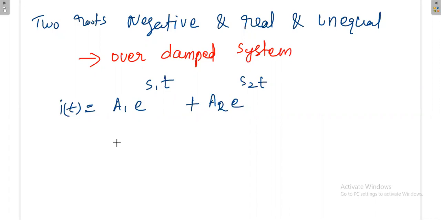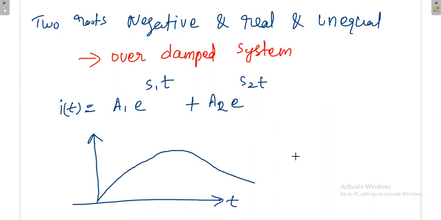Then if you draw this with respect to time, it is like an over damped system. The response goes like this, and again it goes like this. See, you take some numbers, for example e power minus 3t and e power minus 4t. The assumption here is that A1 and A2 are the same, or otherwise you take some different numbers, no problem.